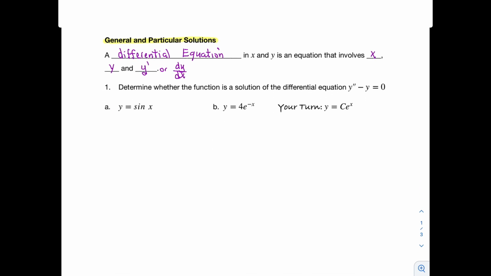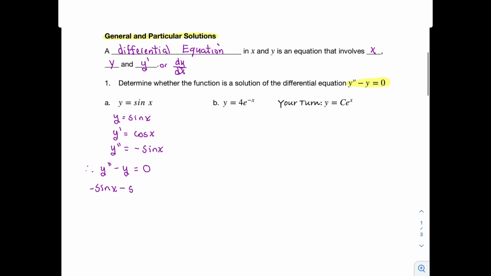So we're going to start by doing examples. Now, we're given the differential equation y double prime minus y equals 0. We want to see if y equals sine of x is a solution to this differential equation. So first thing you have to do is find the second derivative. So we find the first derivative and then the second derivative of y. And then I substitute my second derivative and my original function into the differential equation.